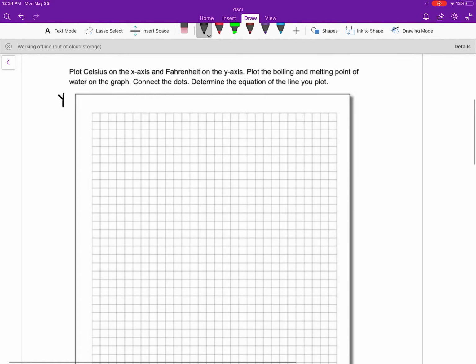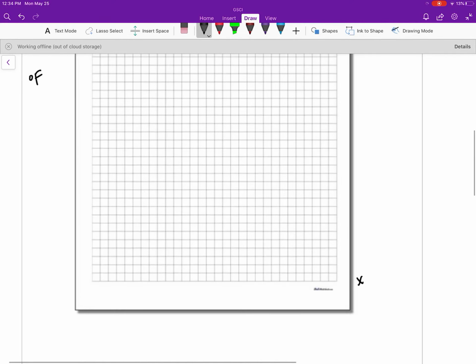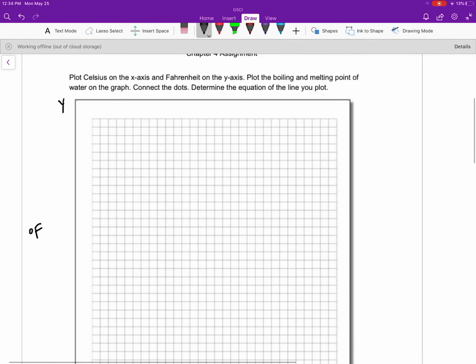So then we're going to go on, and we need to write degrees Fahrenheit, and then degrees Celsius. Let's make that look more like a degree symbol. It's always important to label your axes so we know what you're plotting there. It tells you to plot the boiling and the melting point of water. So the boiling point of water is 100 degrees Celsius and 212 Fahrenheit, and the melting point, or the freezing point, is 0 degrees Celsius and 32 degrees Fahrenheit.